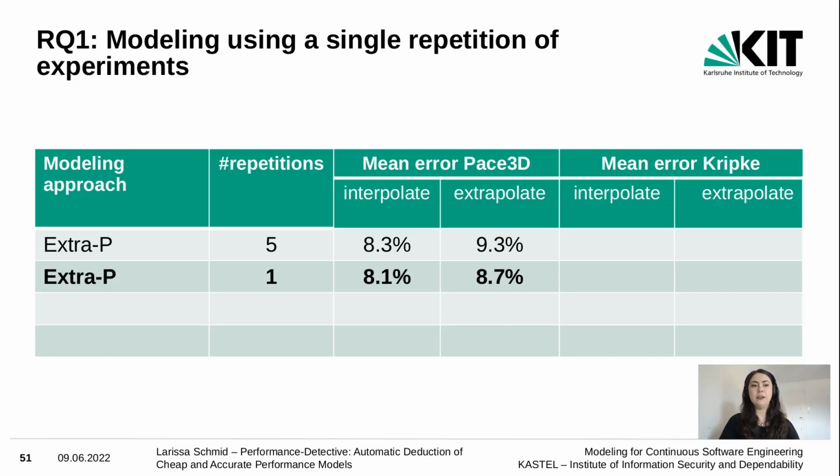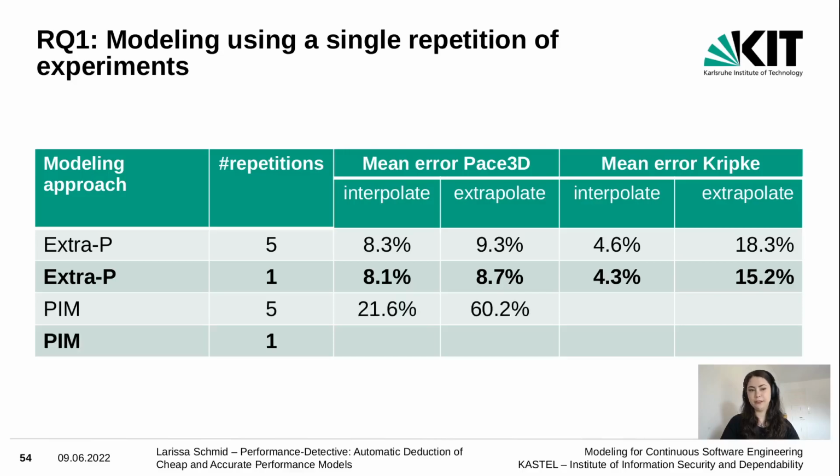And now if we compare this to the models generated from only 1 repetition, we can see that the errors are indeed around the same. The same is true for Copik, where with 5 repetitions we have a prediction error of around 4 and 18%, which stays around the same if we only use 1 repetition.